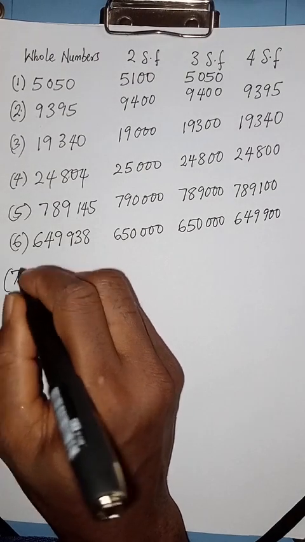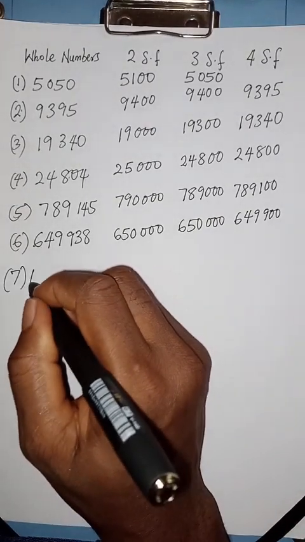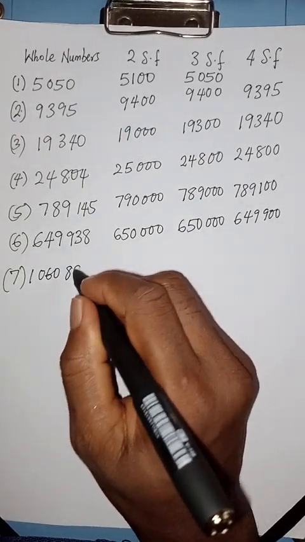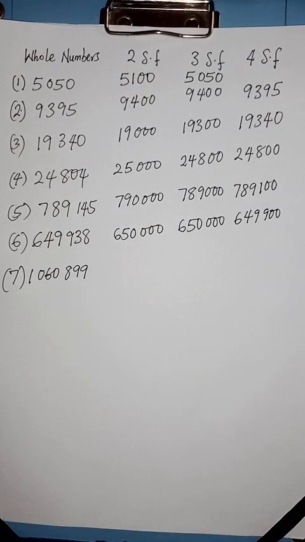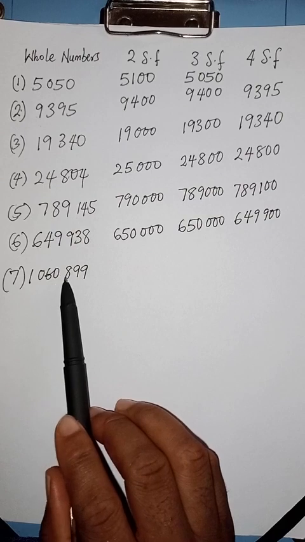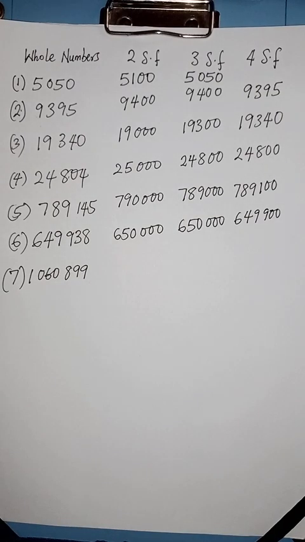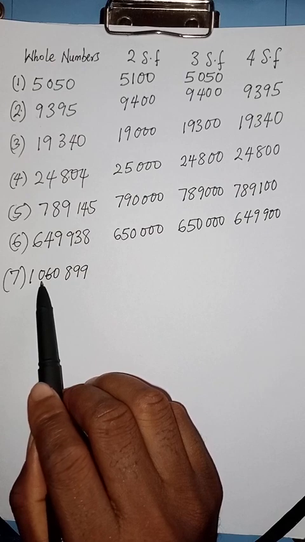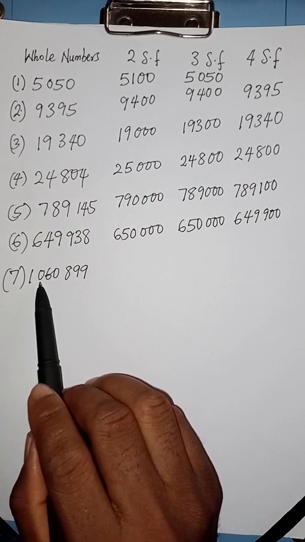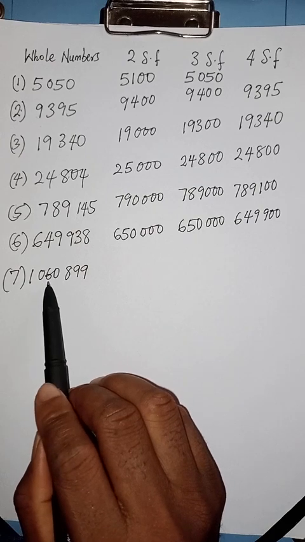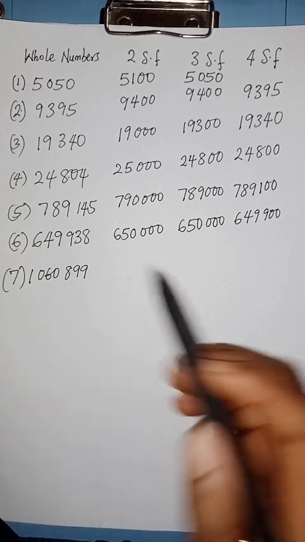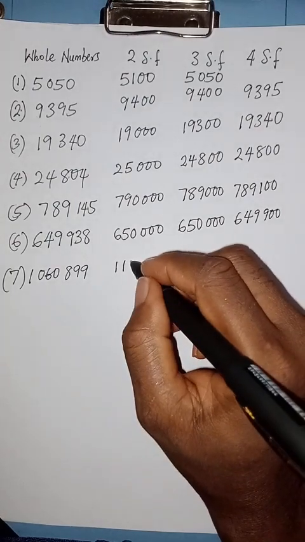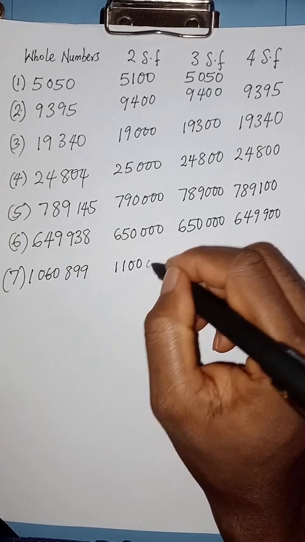And let's go to number 7. This is 1,060,899. Now here we have 1, 2, 3, 4, 5, 6, 7 significant figures. I just want to write it to two significant figures. So the two significant figures are 1 and 0. Then now you check the digit after the second significant figure. It is 6. It means I'm rounding up. Add 1 to the 0, it becomes 1, 1. And then convert every other digit to 0, 0.